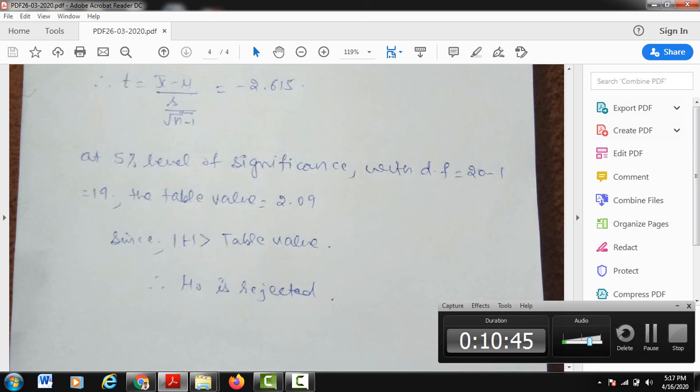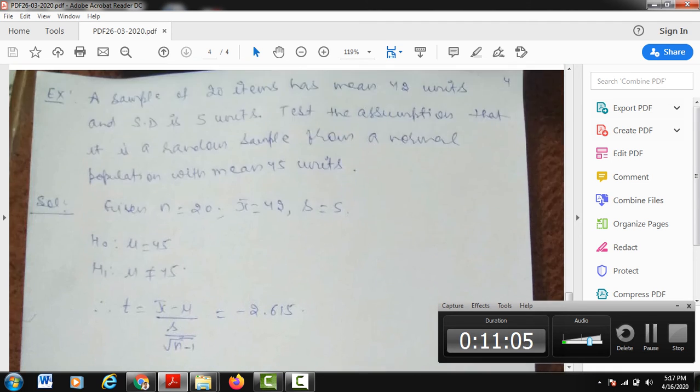Now it's time to make the comparison between the absolute calculated value and the table value. Ignoring the negative sign in the calculated value, mod t, the absolute calculated value, is 2.615, which is greater than the table value. So the null hypothesis is rejected. That is, the assumption which we have taken is wrong.